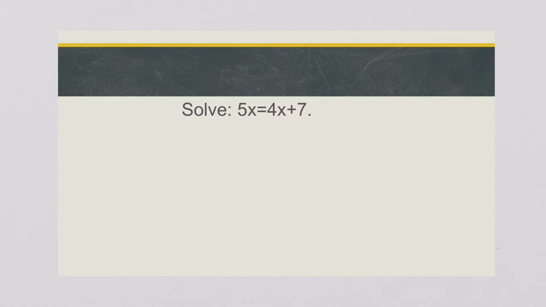Okay, so I want you to take a look at this problem right here. 5x is equal to 4x plus 7. I want you to notice that you have a variable on both sides of that equal sign. You have to move one of them. If I were to move 5x, don't do this, I'm just showing you what would happen. If I moved 5x from the left side to the right side, here's what I get. 5x minus 5x is 0. 4x minus 5x is negative 1x or negative x.